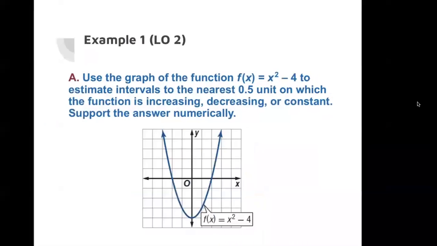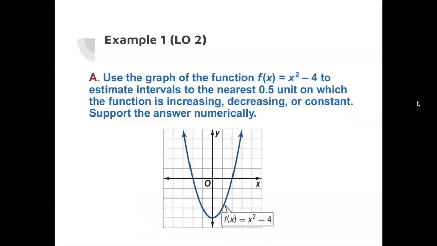How many do we have? 2 more left. Great. Use the graph of the function f of x. Estimate intervals to the nearest 0.5 unit on which the function is increasing, decreasing, or constant. Support the answer numerically. When you're asked to support the answer numerically, you have to make a table, right? Yes, we have to. We're almost done.